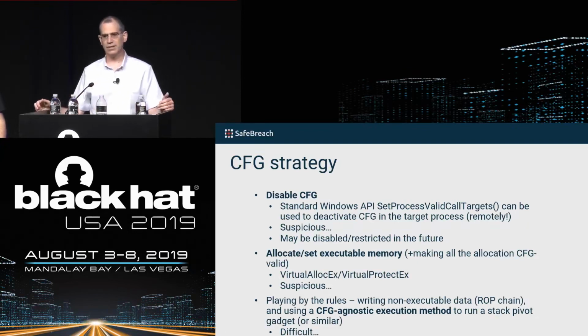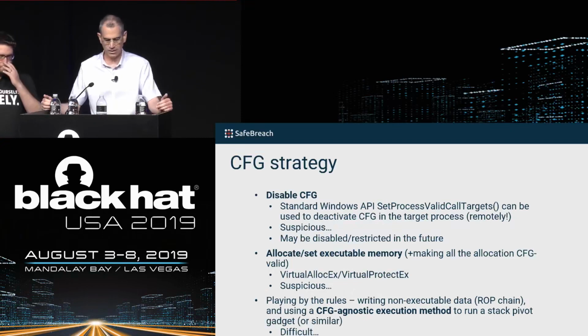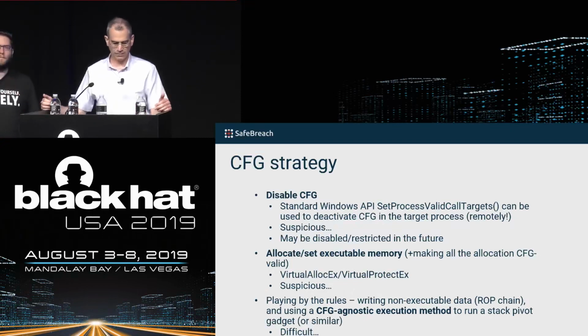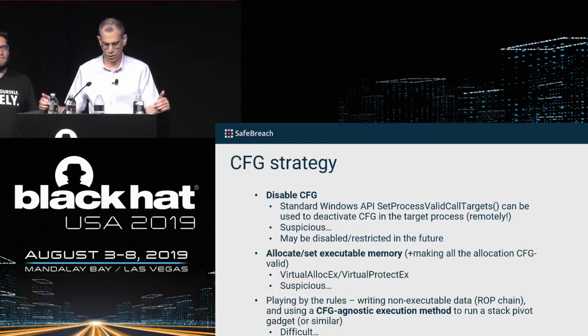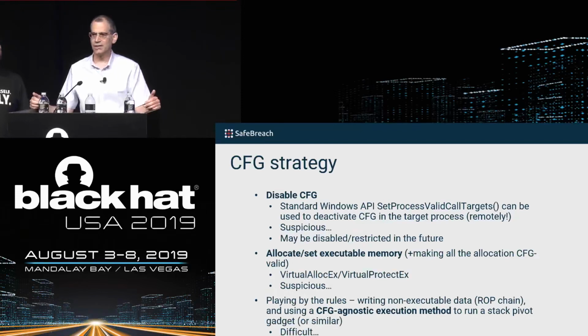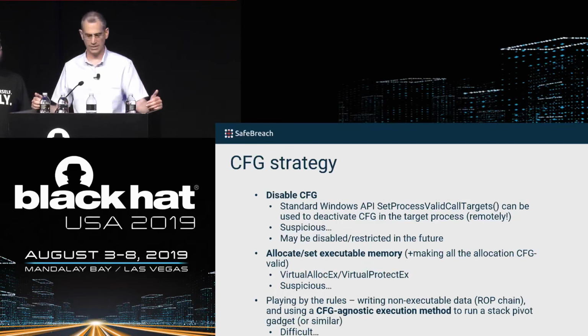Which is the most difficult and hardest to come by, and therefore most interesting, which is playing by the rules. So what the attacker needs to do is write non-executable data, typically a ROP chain, and then use some CFG agnostic execution method to run a stack pivot and start executing the ROP gadget. And the emphasis is on CFG agnostic execution method, which is a rare minority of the execution methods, as we'll see later.